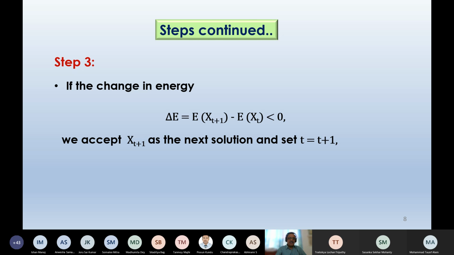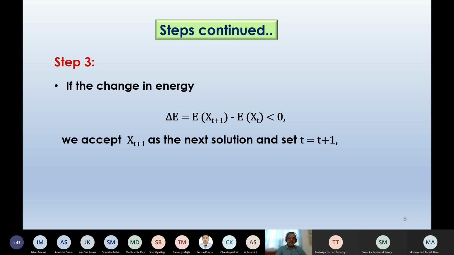So the change in energy, that is delta E, is nothing but the energy corresponding to capital X at the t plus 1th iteration minus the energy corresponding to capital X at the tth iteration. And it has to be less than 0. If it is found to be less than 0, that means what?